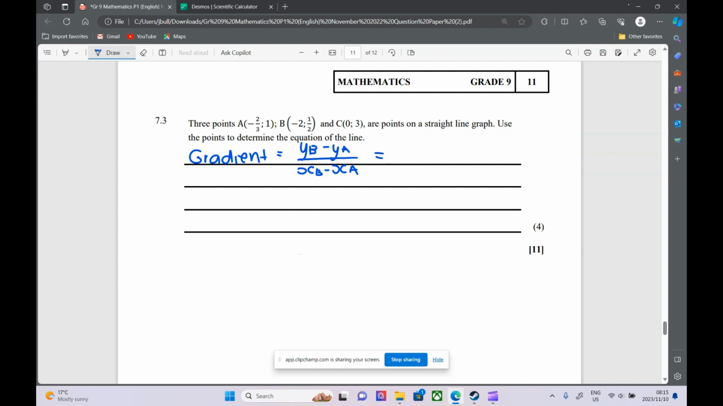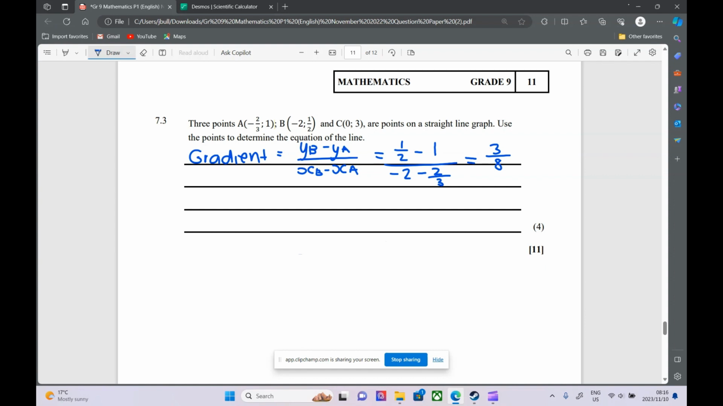Okay, so yb is a half, ya is 1, xb is minus 2, and xa is minus 2 over 3. We have calculators, so you can just plug that straight into your calculator. And so we're going to get 3 over 8. So that is our gradient. Okay, that's the number that's going to go in front of the x.